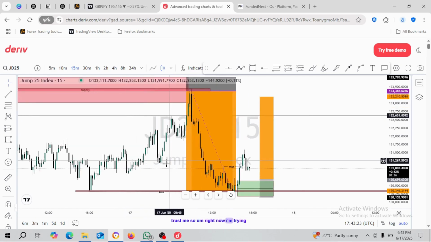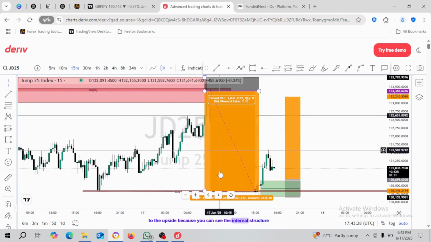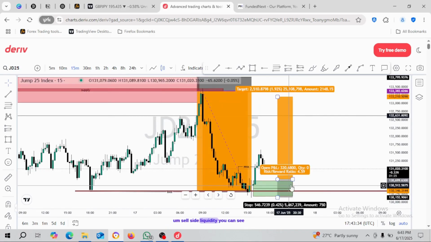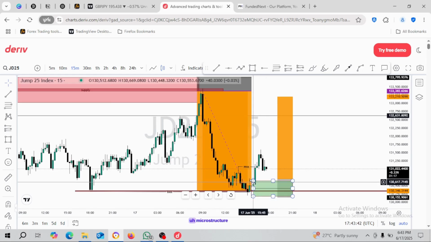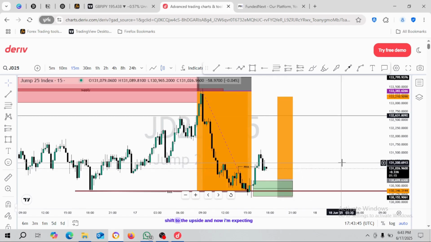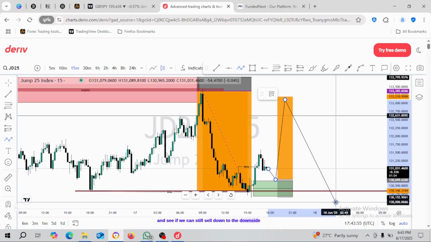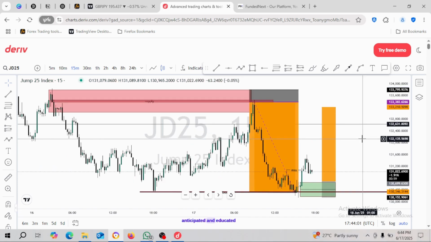So right now I'm trying to look for buys again to the upside, because you can see the internal structure has changed when price took out this sell side liquidity. You can see the internal structure change. You can say we are having a market structure shift to the upside, and now I'm expecting price to come into the zone and go up to the supply and see if we can still sell down to the downside. So that was how this trade was anticipated and executed.